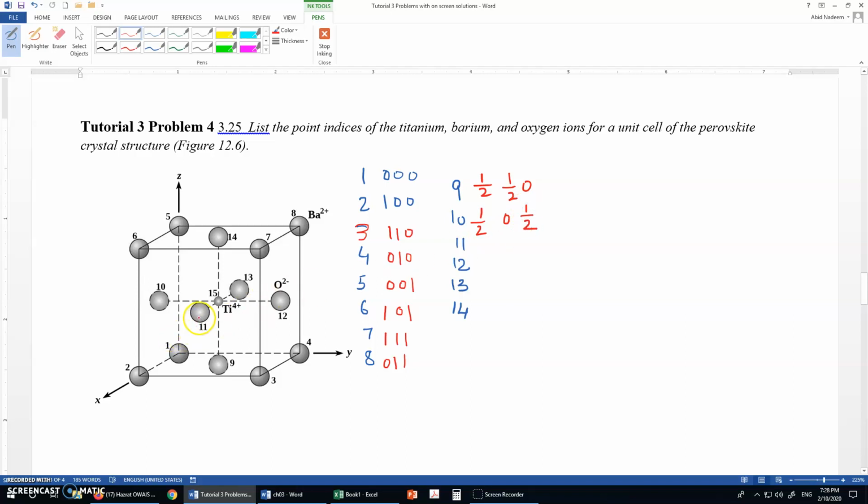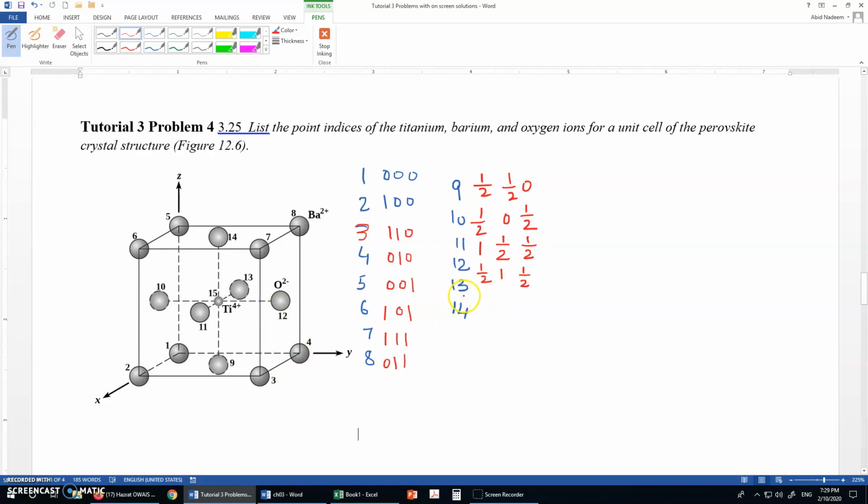11 is on the front face, so 11 is one distance along the x-axis, half the distance along the y-axis and half the distance along the z-axis, so it will be 1, 1 by 2, 1 by 2. 12 is on the right side face, so it will be half the distance along the x-axis, a distance of 1 along the y-axis and a distance of half along the z-axis.